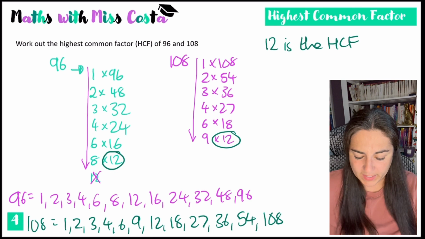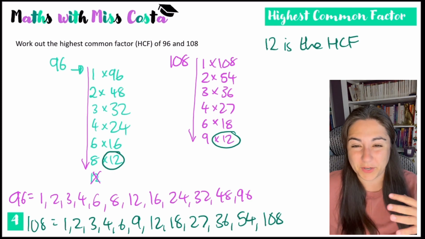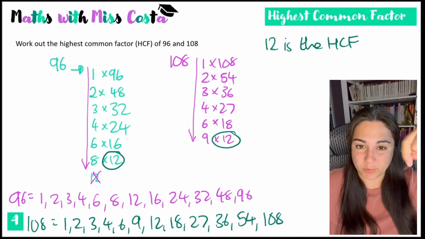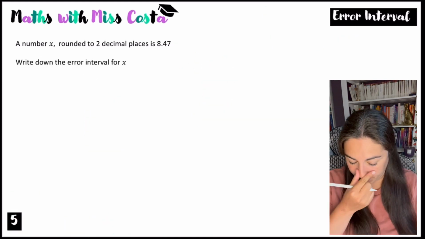Now you can do it using the Venn diagram method. If you know that method, that's great, but I don't want to confuse you. It's a calculator paper, so it's very simple to just go down and work out the factors that way.